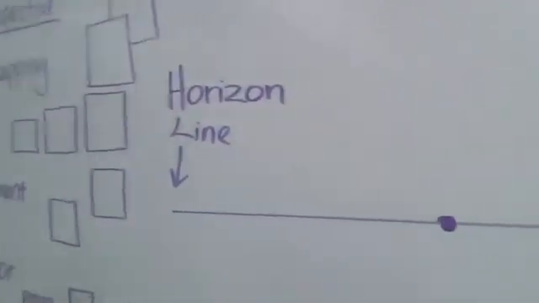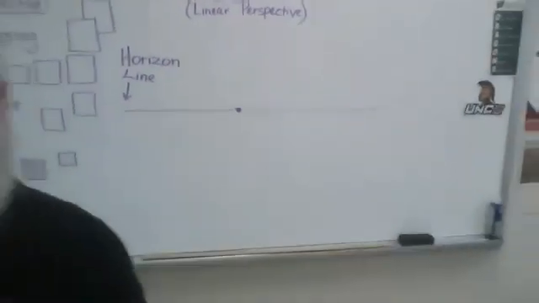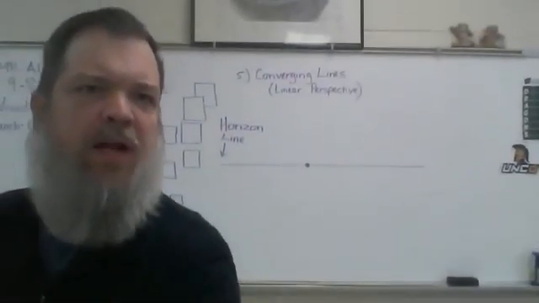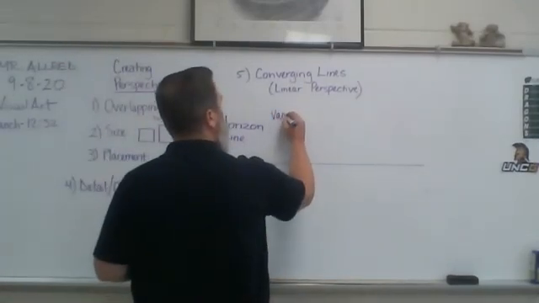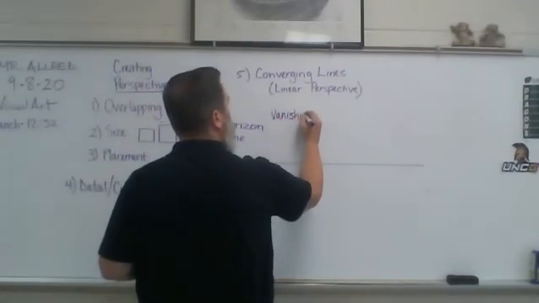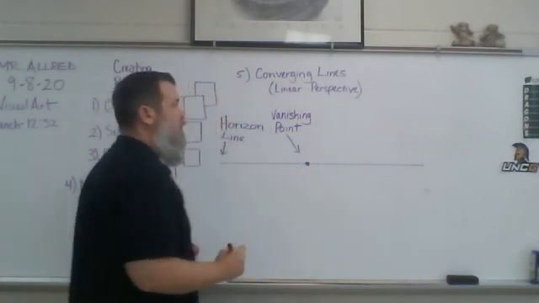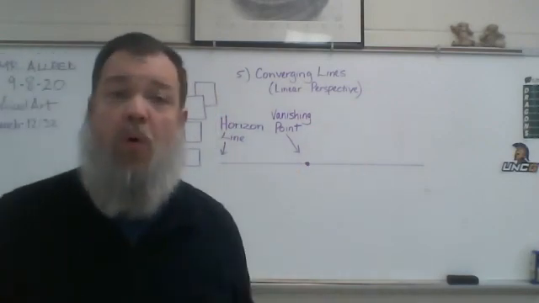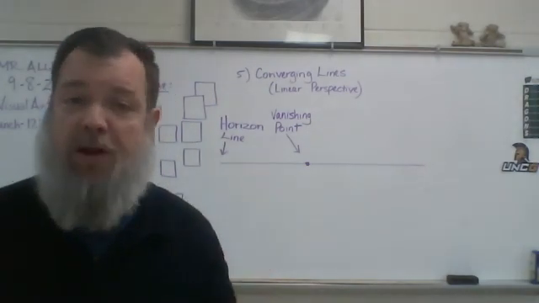Right, horizon line, just a line going sideways across the page. There's our vanishing point, that dot. Maybe we'll go ahead and label that as well. Right, this is where the 1 point in 1-point linear perspective comes from, that one single vanishing point.